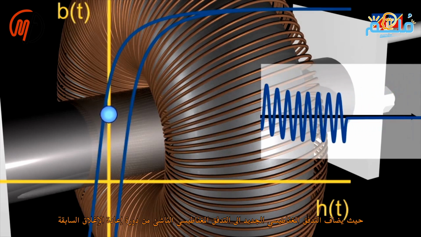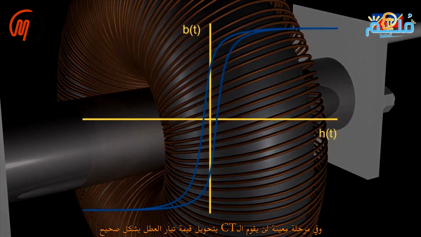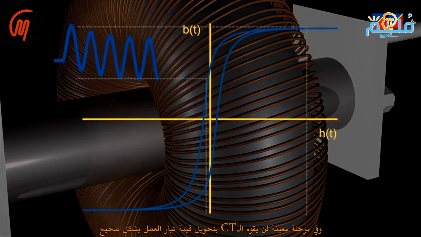The condition is added to a growing remnant flux from previous cycles. Sometimes the CT will not convert to the primary size correctly.